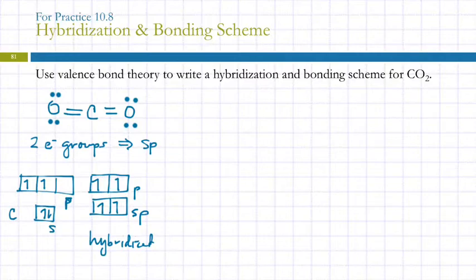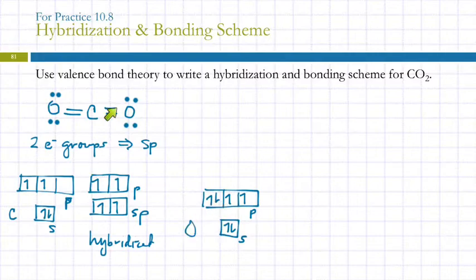And then what does oxygen have going on? Well, oxygen being a terminal atom, we're going to assume that it's not going to hybridize. Oxygen has 6 valence electrons, 1, 2, 3, 4, 5, 6. Those are my p orbitals and my s orbitals. So each of these oxygen atoms, there's 2 of them, each oxygen atom has 2 p orbitals that can overlap in some combination with the carbon.